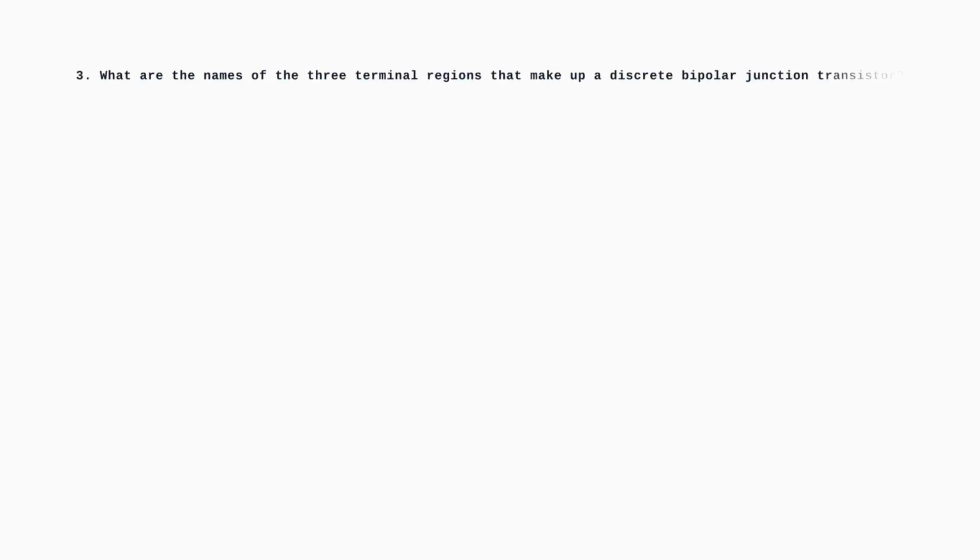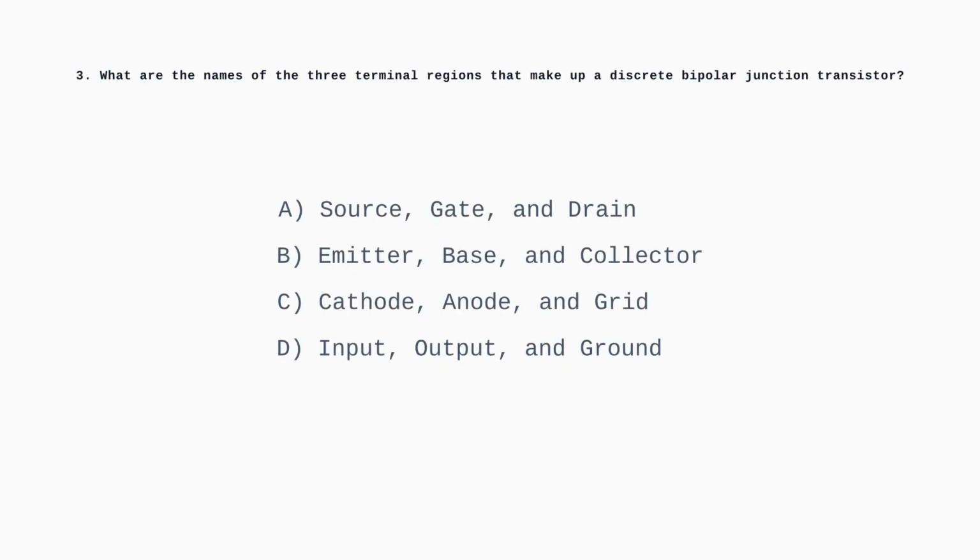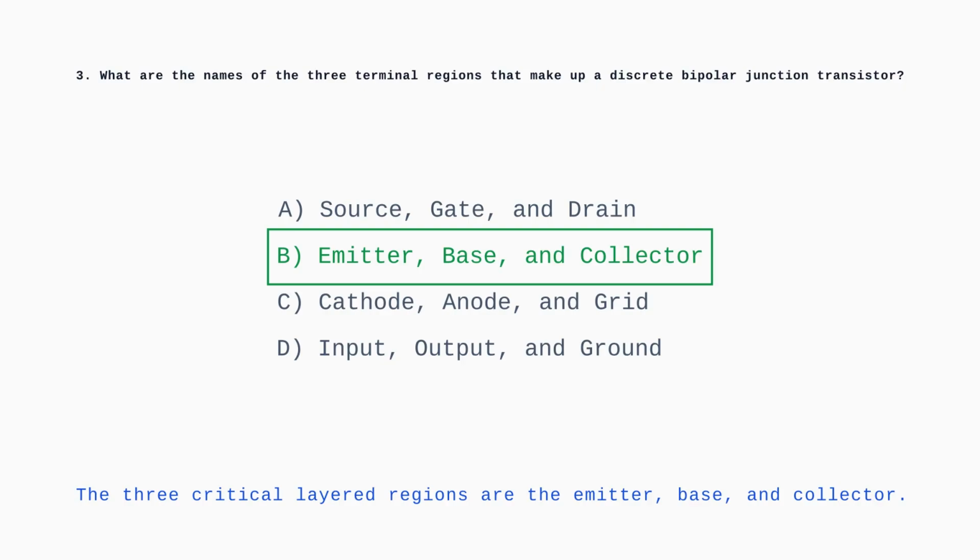What are the names of the three terminal regions that make up a discrete bipolar junction transistor? Every standard BJT consists of three distinctly doped semiconductor layers connected to external leads called the emitter, the base, and the collector.